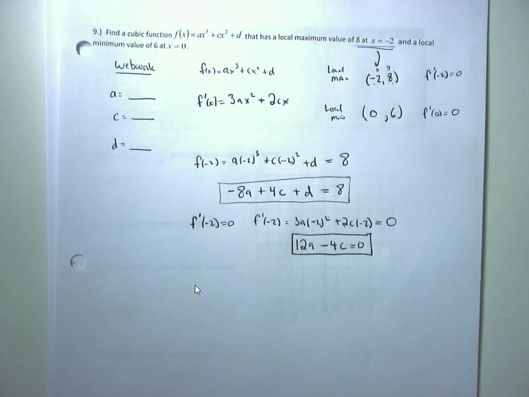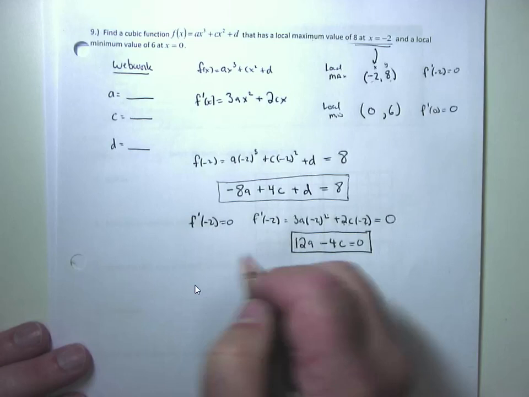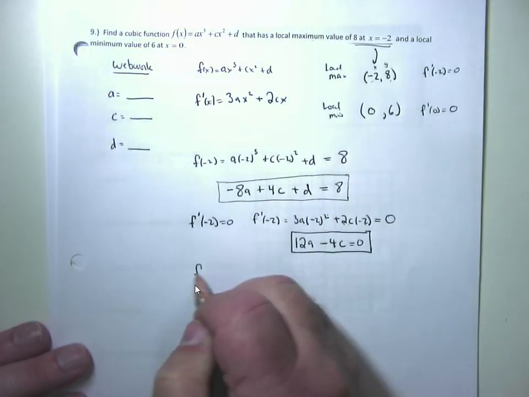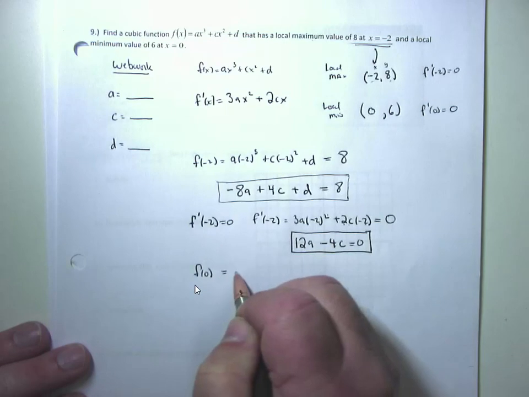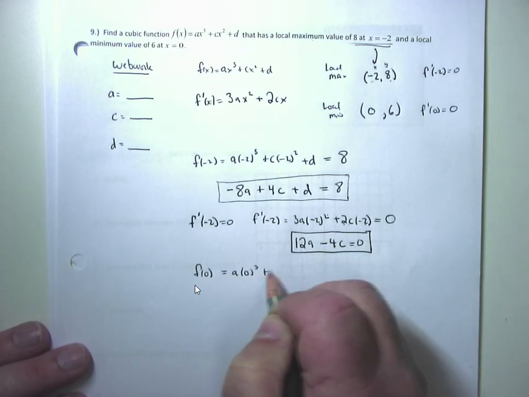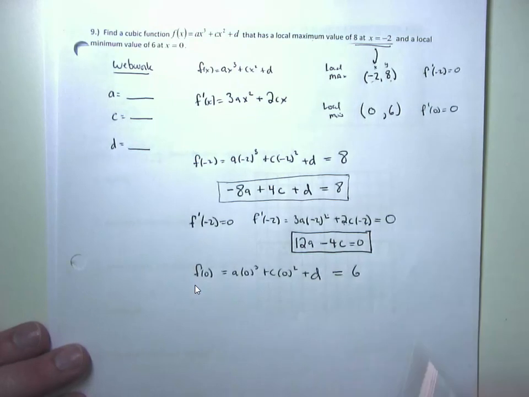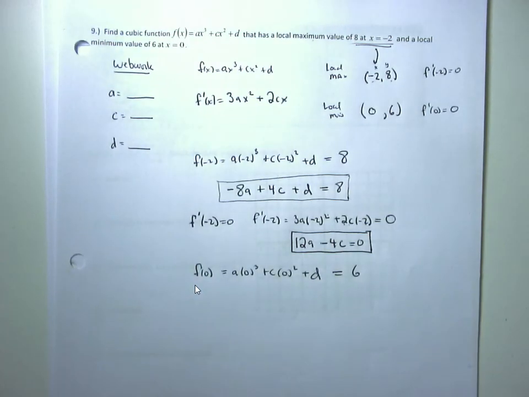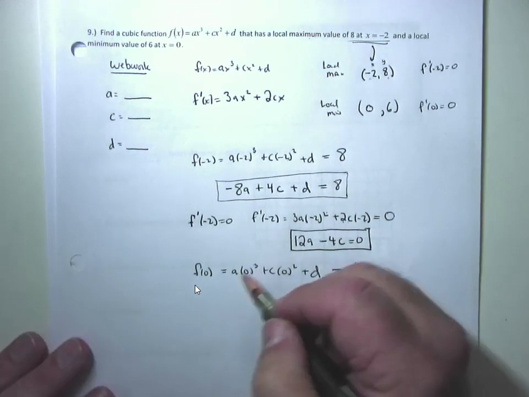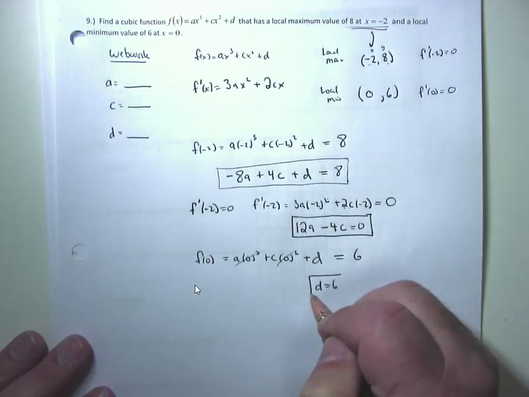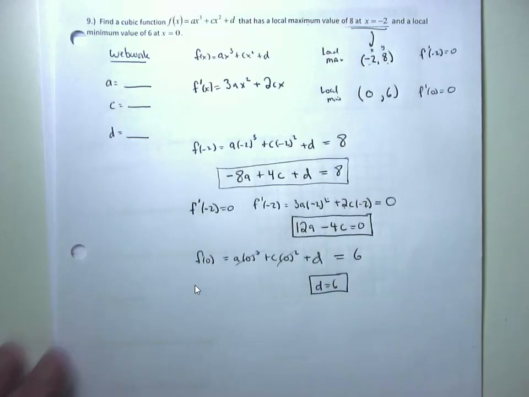And now I've got to go to my other point. They gave me that I go through the point (0, 6). So F of 0, which will be A times 0 cubed plus C times 0 squared plus D, has to be equal to 6. We'll clean that guy up. No problem here. 0 times anybody is 0. What does that tell me? I've already got one of my answers. D has got to be equal to 6. It's a game.